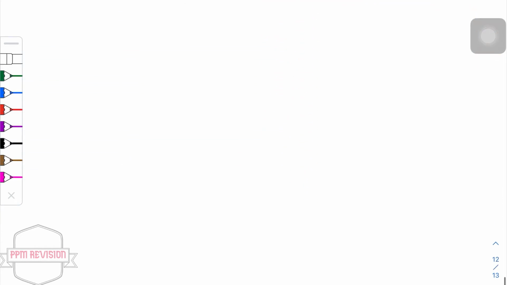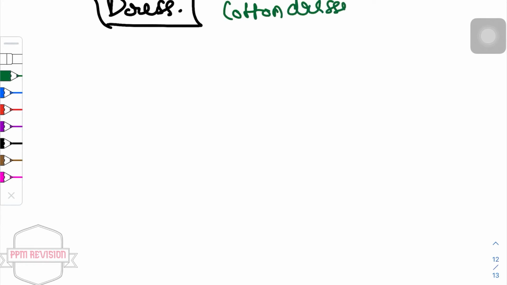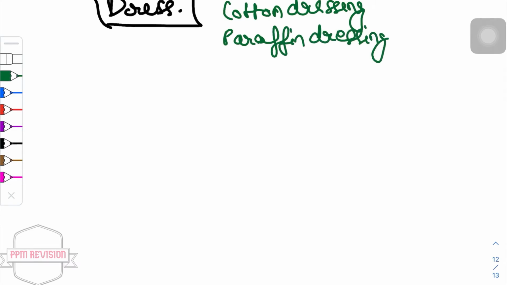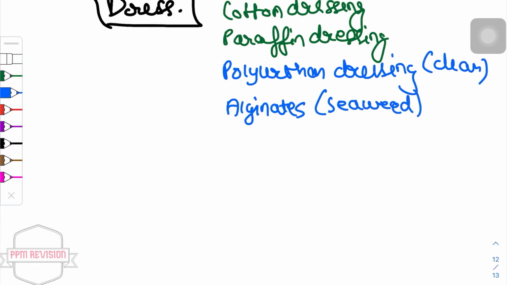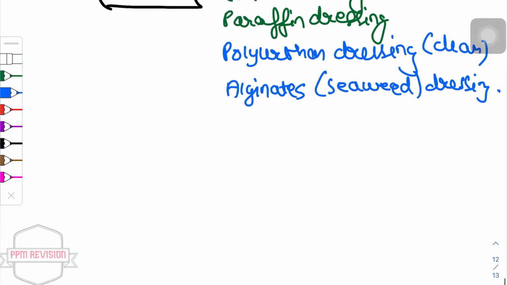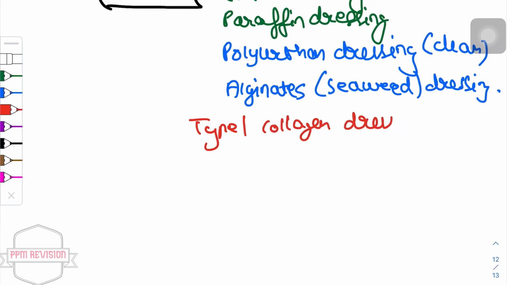Now let's look at the types of dressings. There is cotton dressing, paraffin dressing, and polyurethane dressing, which is given in case of clean wounds. There are alginates, nothing but seaweed dressing. There is also type 1 collagen dressing.